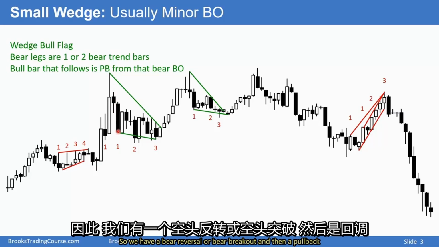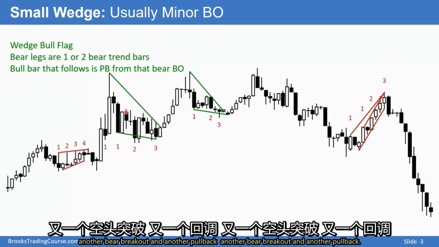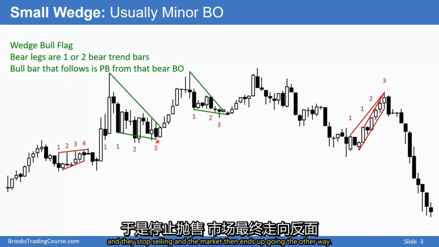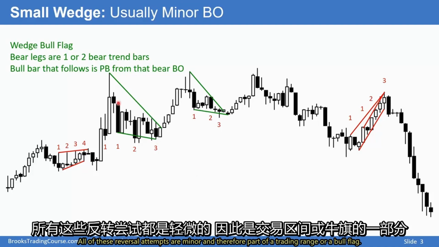So we have a bear reversal or bear breakout, and then a pullback. Another bear breakout, another pullback. Another bear breakout, and another pullback. At some point, the bears decide that all of these strong bear breakouts are not working, and they stop selling, and the market then ends up going the other way. All of these reversal attempts are minor, and therefore part of a trading range or a bull flag.